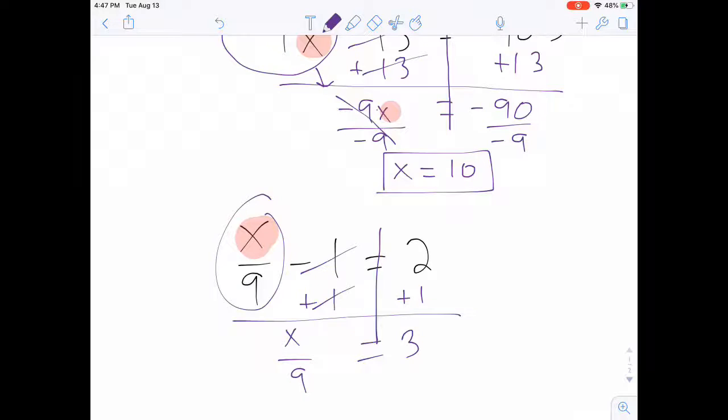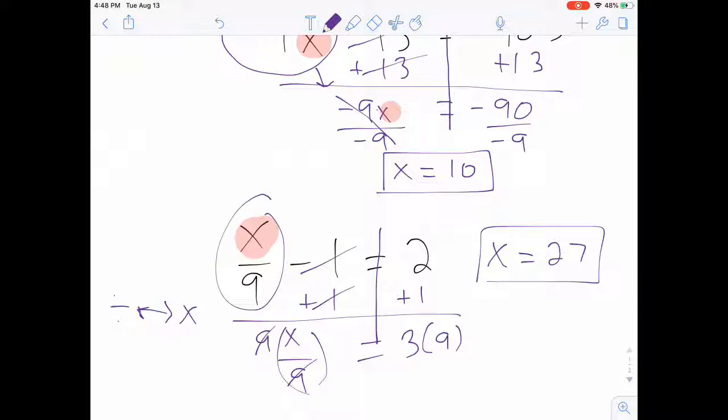Here's where the most common mistake happens. A lot of students still think that they would divide by 9 here. No. Division and multiplication are inverses of each other. So if something is being divided by 9, we would have to multiply it by 9 to undo that operation. If I multiply the left side by 9, I have to multiply the right side by 9. Multiplying a term that you're dividing by the same number, it cancels out or divides out. We're left with x equals 3 times 9, which is 27.